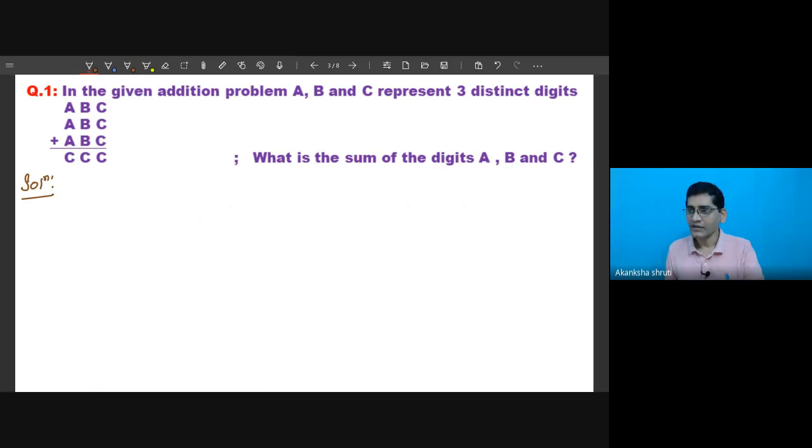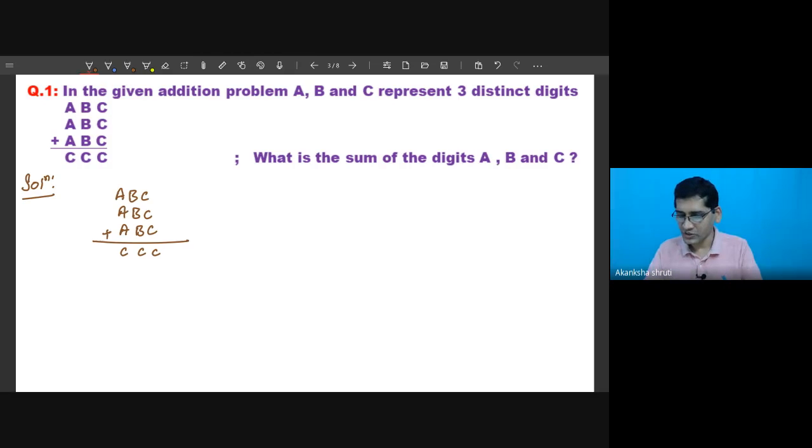Students, here it is the sum of 3-digit numbers. The digits given are A, B, C. Next one is also A, B, C and A, B, C. Addition of these three is giving the result C, C, C. We need to find the sum of A plus B plus C. For that, we first need to calculate the value of A, value of B, and value of C.